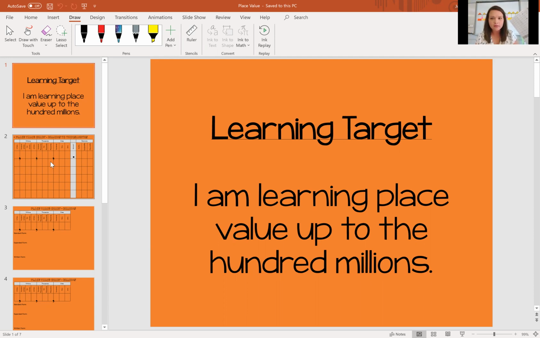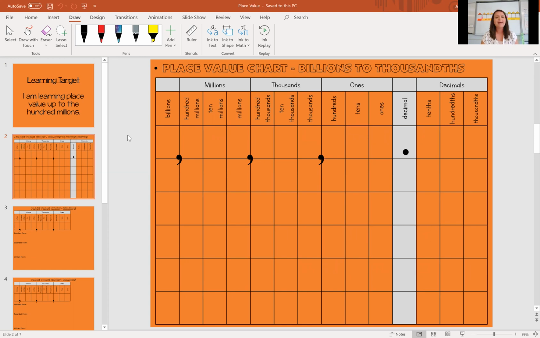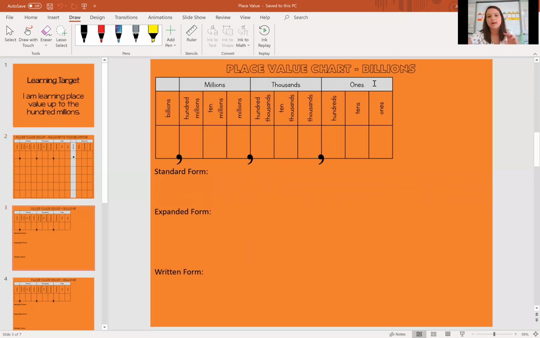So I have put that up here on the screen. Now you'll notice on yours, you also have a decimal period and the decimals on here. You will not need to know these today. You can take a blank sheet of paper and cover those, so you only see the ones up to the billions. I've done that on this one. I've taken off those decimals, which you can hide, and only left the ones, the thousands, the millions, and the billions.